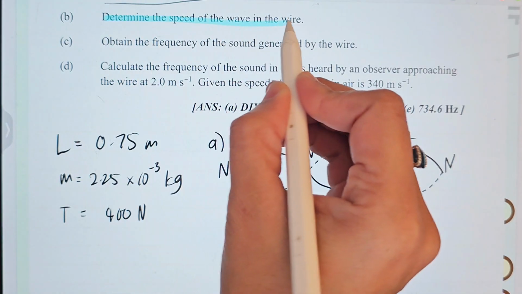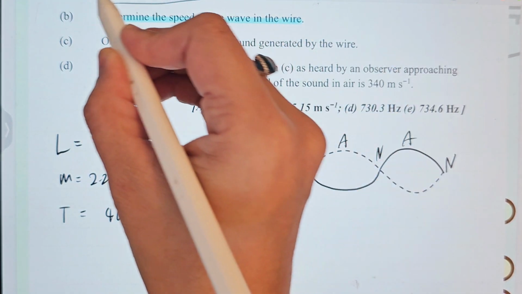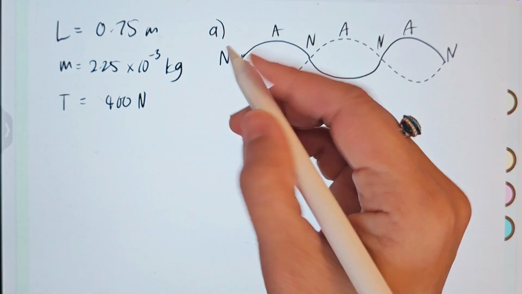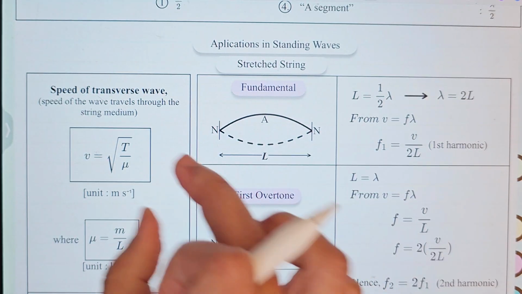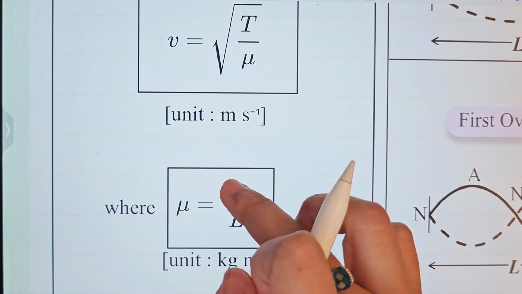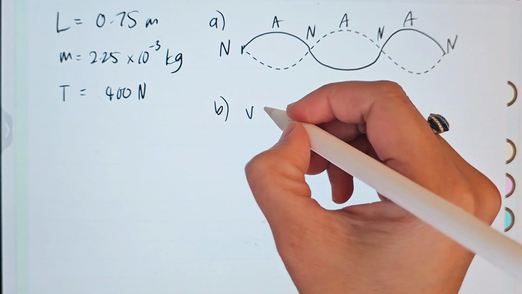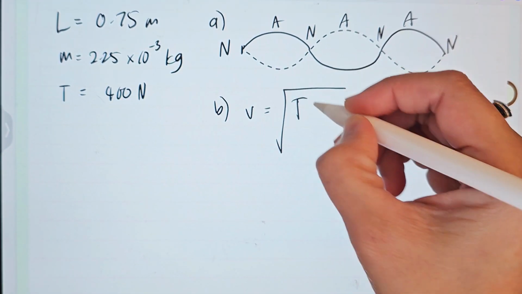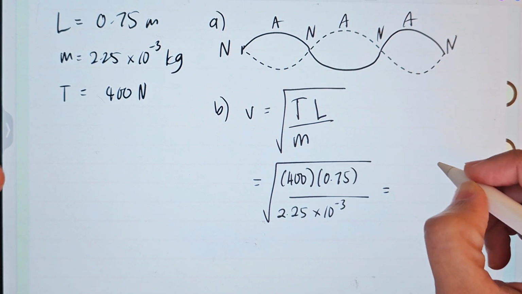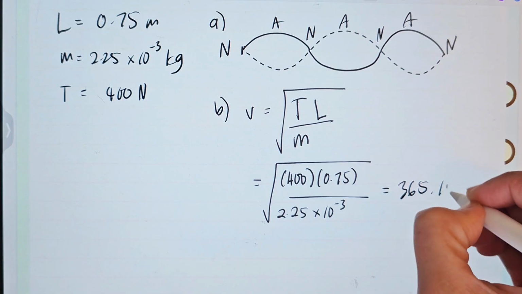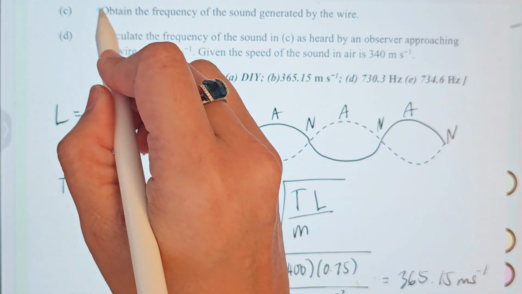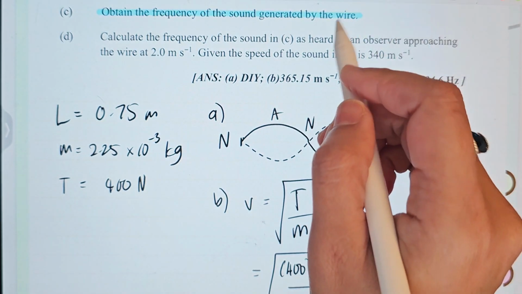Question B, asking us to determine the speed of the wave in the wire. So this is basically a transverse wave. Okay, so we're going to use the equation that we can see from the notes, V equals square root of T over mu. But because mu is M over L, I'm going to combine the two. So we get T over mass over length, like that. And the answer is 365.15 meters per second.